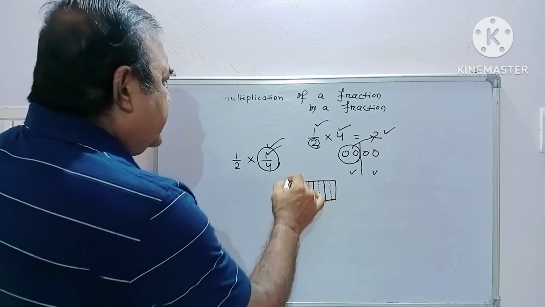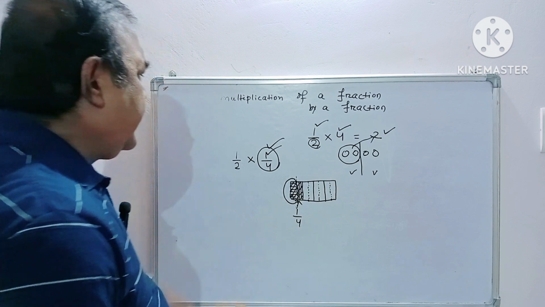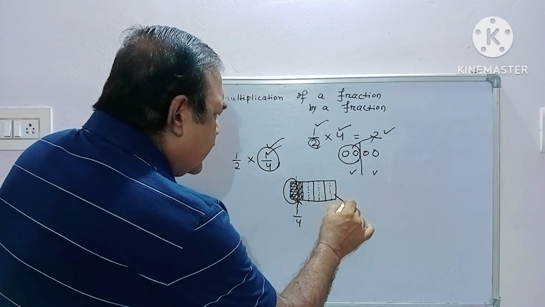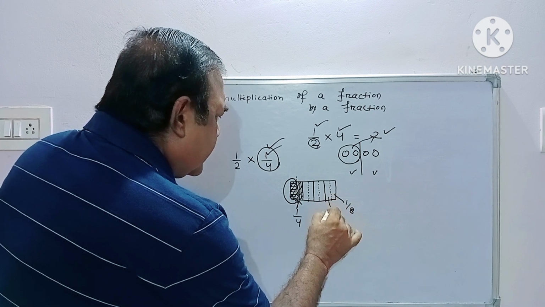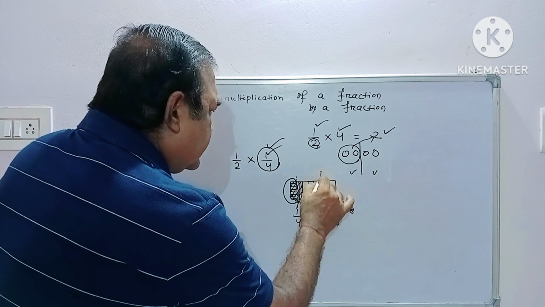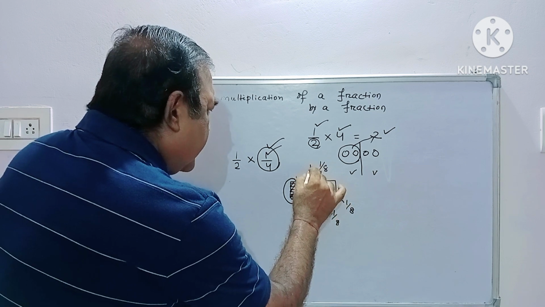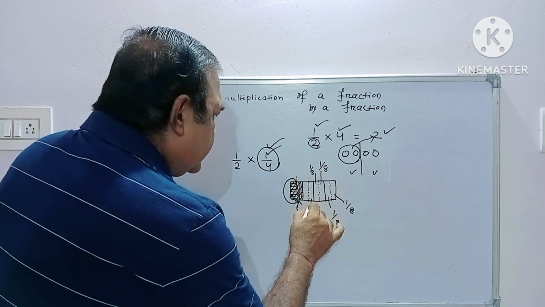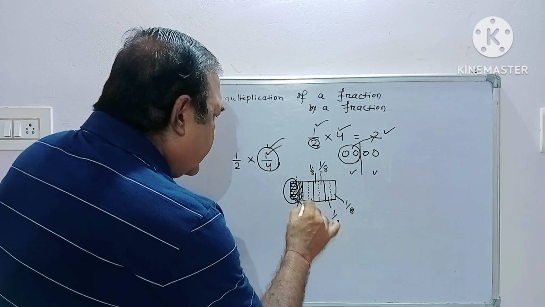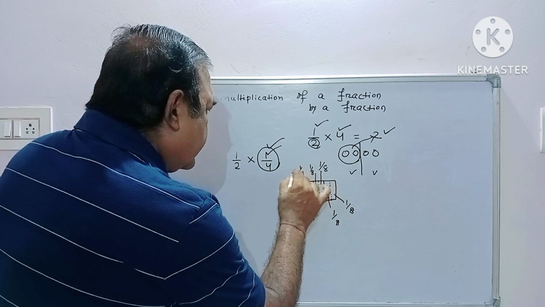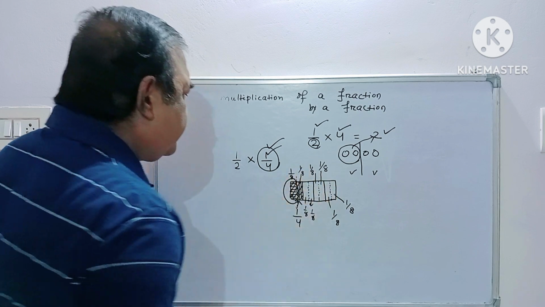So you see, this one piece of biscuit I divided into 8 equal parts. This is 1 upon 8. This is 1 upon 8. This is 1 upon 8. This is also 1 upon 8. Each part is 1 upon 8.